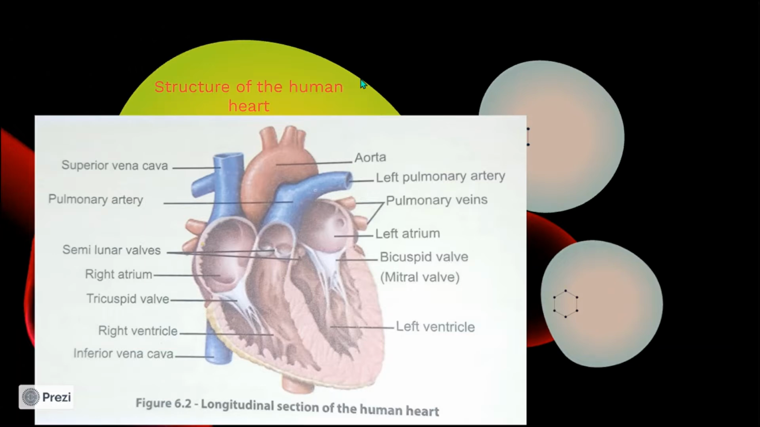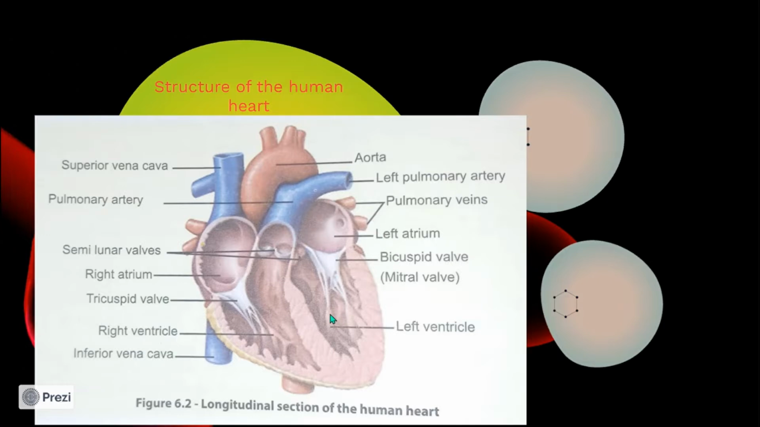This is the structure of the human heart. This is the superior vena cava, inferior vena cava, right ventricle, right atrium, left ventricle, semilunar valves, pulmonary artery, left pulmonary artery, aorta, and pulmonary veins. You can observe that there are 4 chambers in the human heart. They are known as the right atrium, right ventricle, left atrium and the left ventricle.